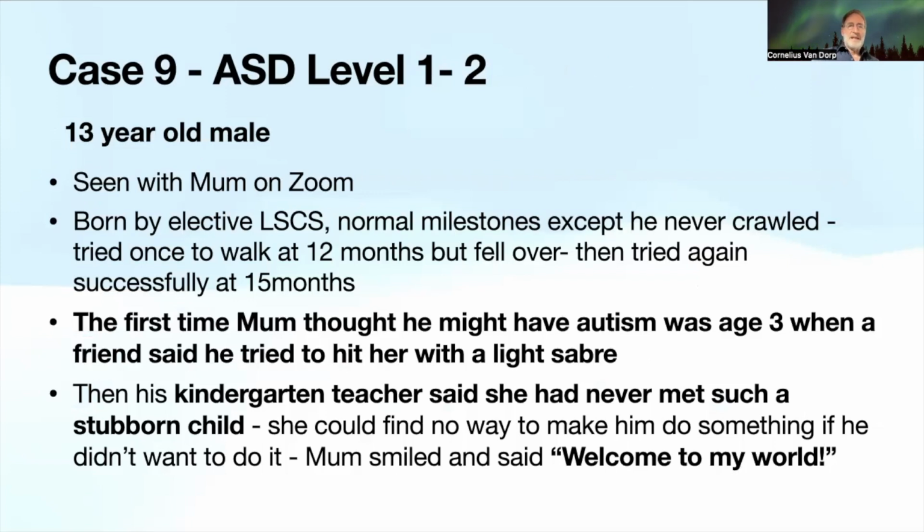Case number 9, ASD level 1 to 2. This is a 13-year-old male seen with mum on Zoom. Normal milestones, but took a while to start walking, 15 months. The first clue that he had autism was when he tried to hit mum's friend with a lightsaber. And then his kindergarten teacher said she'd never met such a stubborn child. She could find no way to make him do something if he didn't want to do it. Mum smiled and said, "Welcome to my world."